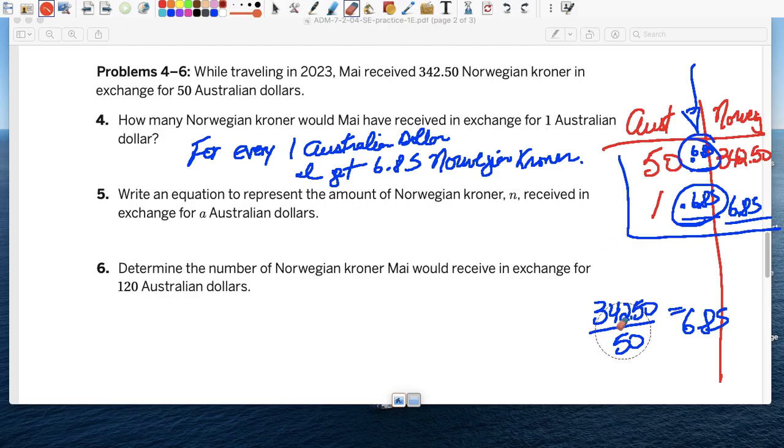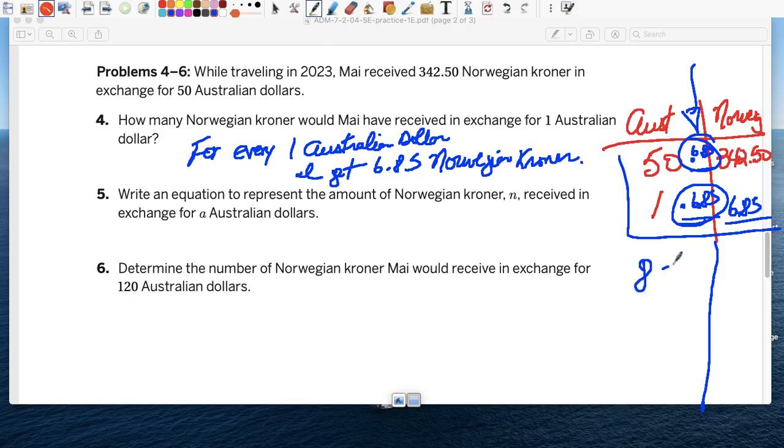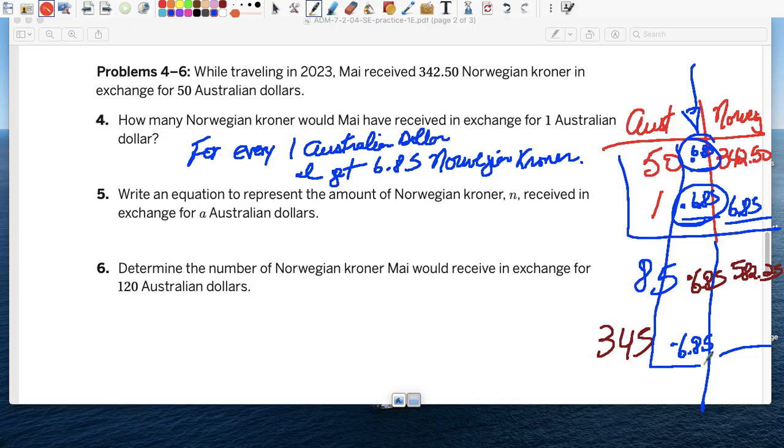So once I have that, look how easy it is. Let's say I took, I don't know, 85 Australian dollars. How much Norwegian money do I get? Well, that's not that hard to do anymore, right? Because I know the constant of proportionality. So it's times 6.85. If you take 85 times 6.85, I would get 582.25. What if I had 345 Australian dollars? Well, times 6.85, and I would get whatever I get. So see how having this makes life so much easier?